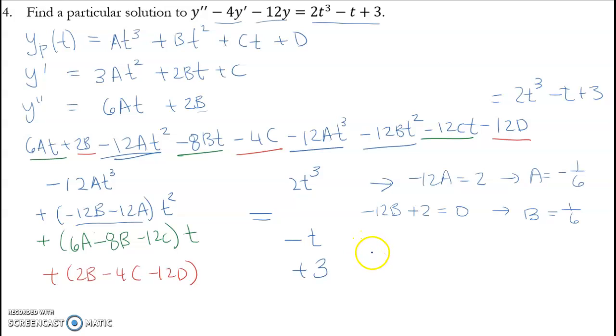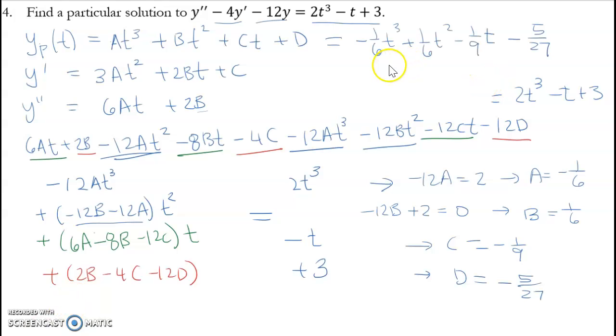All right, and we can also plug those values in to find the value of c from the third line, which will get us c equals negative 1 over 9. And likewise, our d should equal negative 5 over 27. All right, so plugging those values in accordingly to here, we get this, and this is our solution, the particular solution of our given equation.